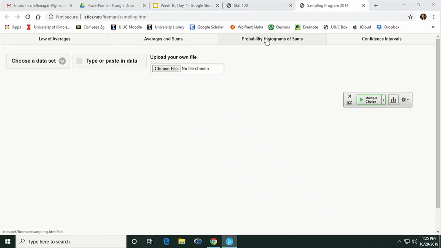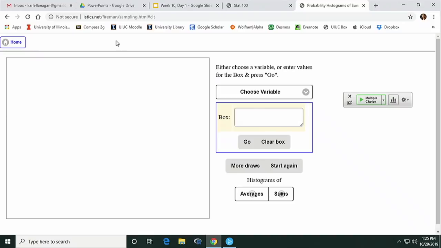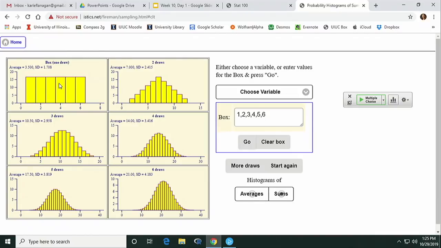And then depending on what you're looking at, we were looking at probability histograms of sums, right? Because we were adding up how many spots we got. And the nice thing is you can just put your box for one draw. So for a die, 1, 2, 3, 4, 5, 6. So there's my box. It looks good. And then if I press go, it actually gives me the probability histograms for one draw.